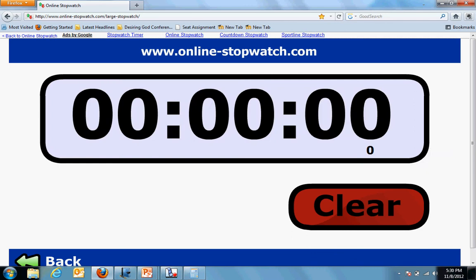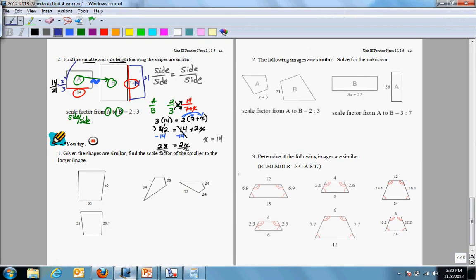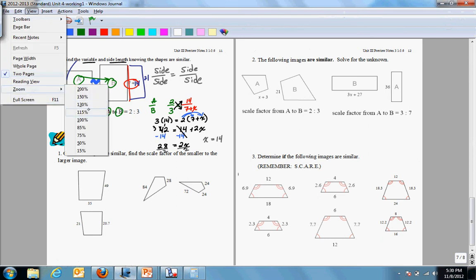All right, let's take a look and see how you did. So, given these shapes are similar, find the scale factor of the smaller to the larger image. That's the first one here.